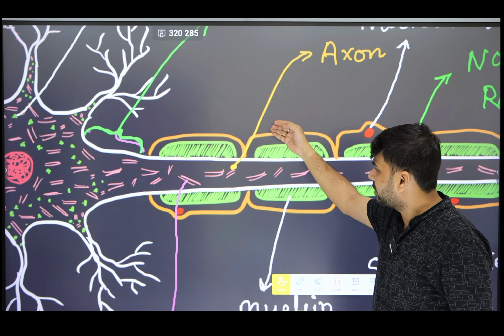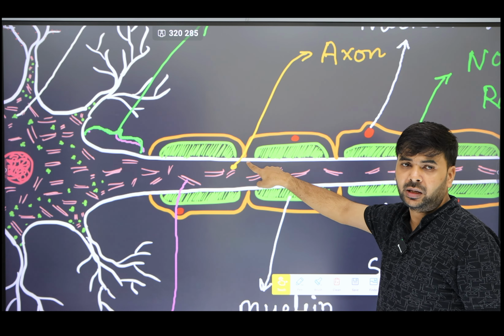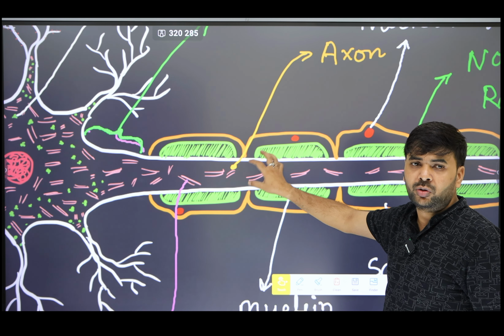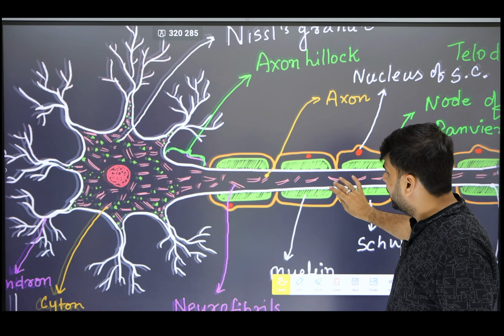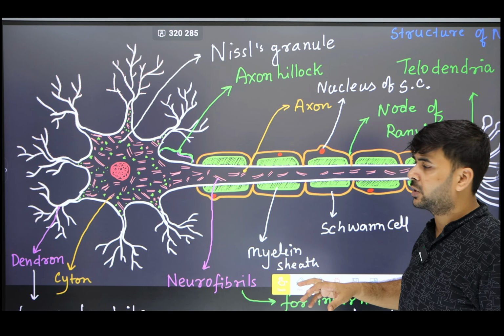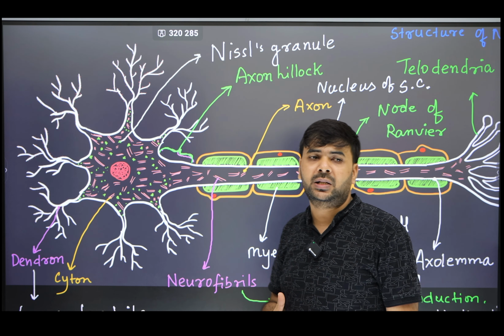Schwann cell cytoplasm, Schwann cell cytoplasmic membrane is present here. But there is no myelin sheath, the green area is missing. This missing area where the myelin sheath is missing is called the node of Ranvier. Very important for fast impulse conduction.